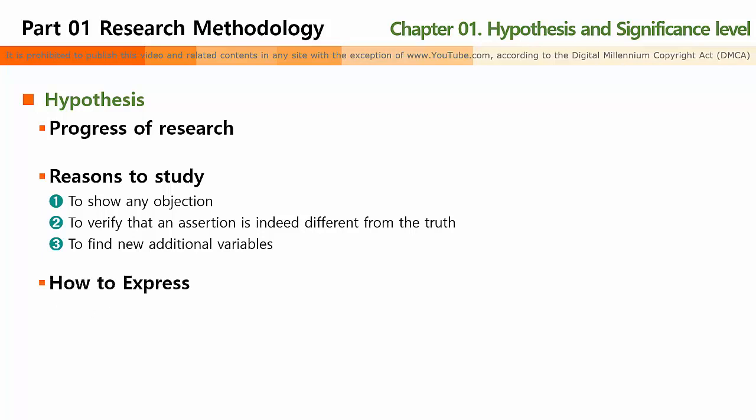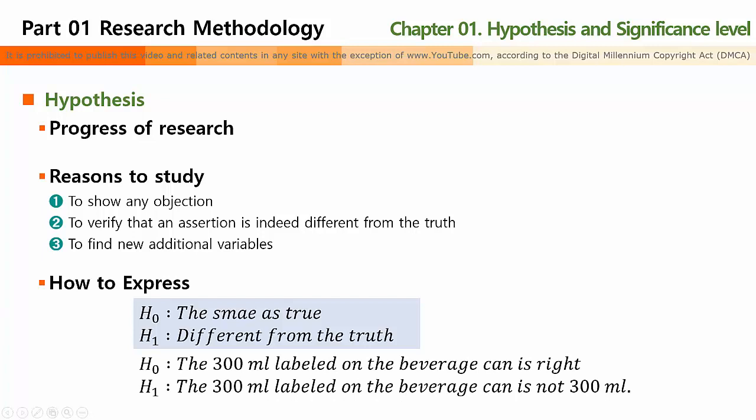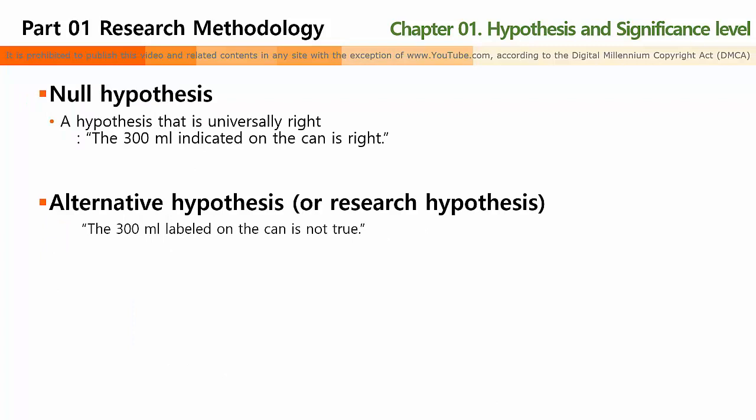The hypothesis is expressed as follows. Using the initial of the hypothesis, H, distinguish between 'this is the same as the truth' and 'this is different from the truth'. For example, whether the 300 milliliter label on the beverage can is right or not 300 milliliters. The hypothesis is divided into the null hypothesis and research hypothesis. A research hypothesis is also called an alternative hypothesis.